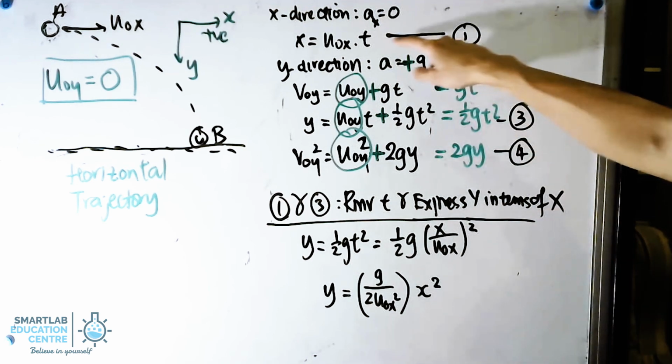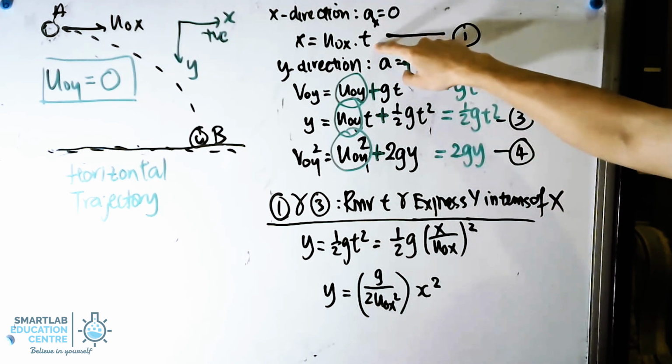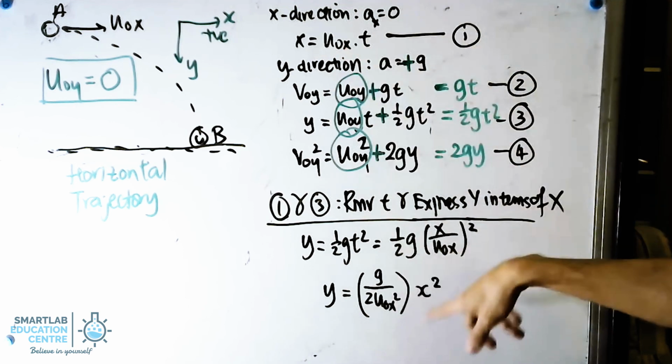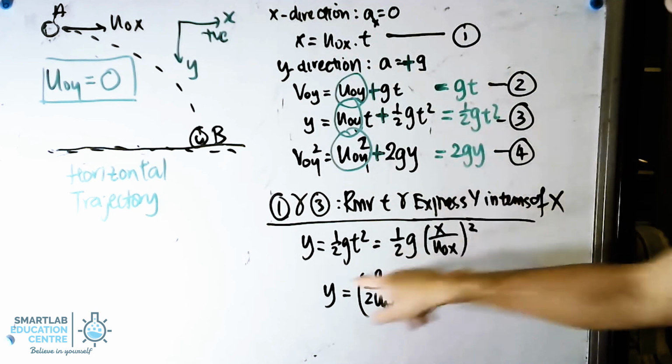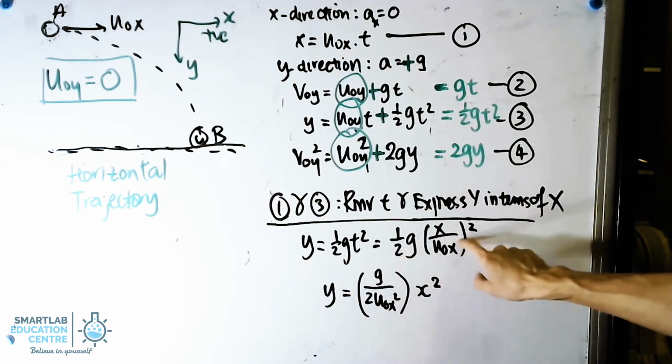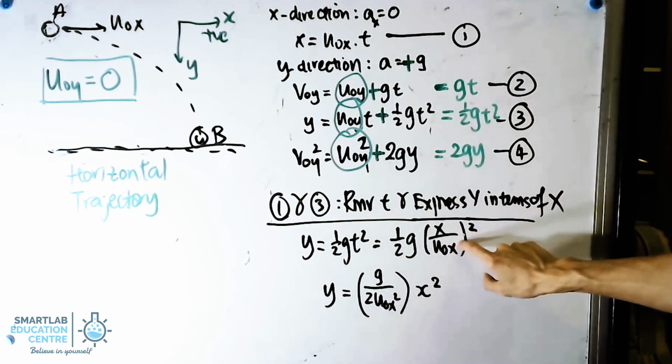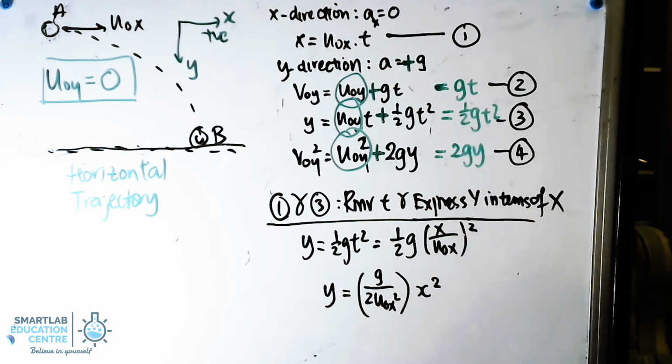So we'll now make t the subject, which is x divided by u_x, and we will substitute inside this expression here. So y equals half g t squared, and you can see that this is from equation 1. And then from there you come out with an expression as such.